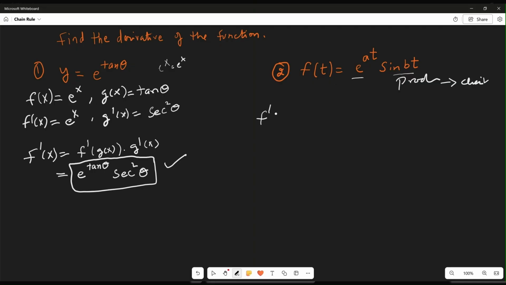So the derivative of this function with respect to t is what? Apply the product rule first: e raised to power at times the derivative of sine of bt, plus sine bt times the derivative of e to the at.